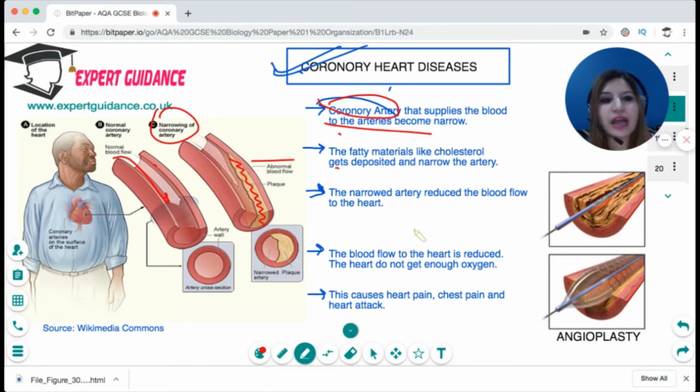The narrowed artery reduces the blood flow to the heart. The heart does not get enough oxygen. It can cause heart pain, chest pain, and heart attack. So this is the plaque deposition that happens in a coronary artery.